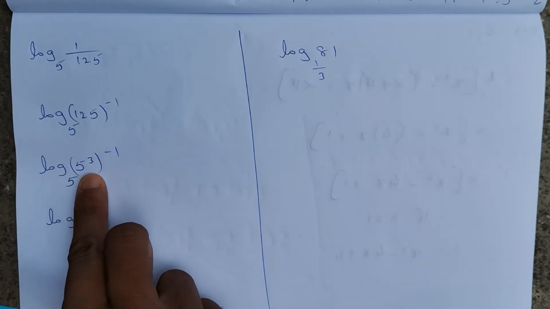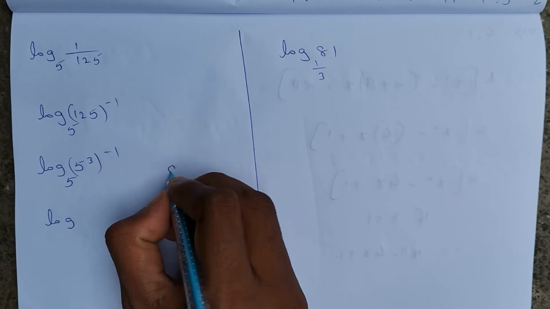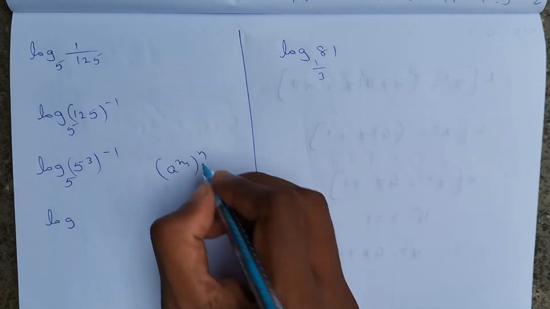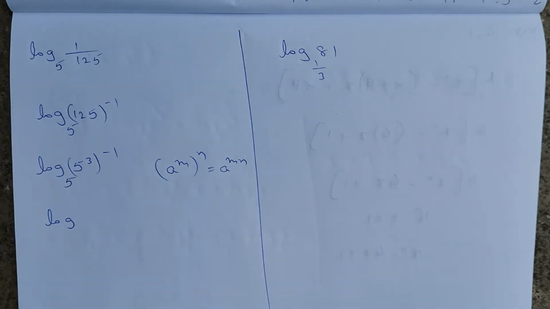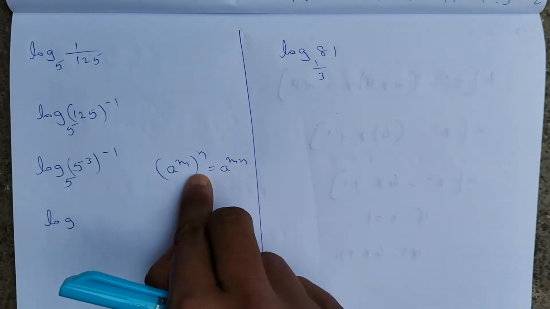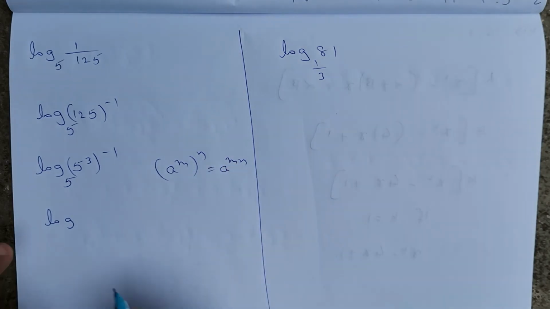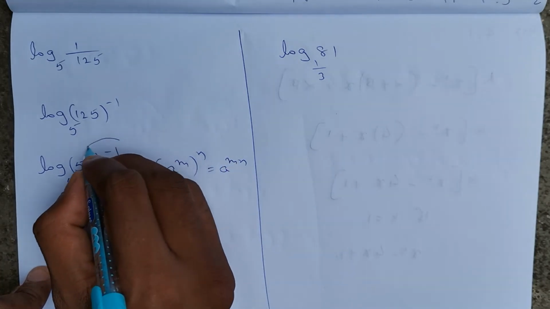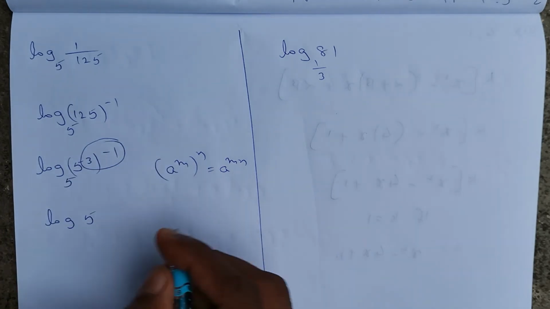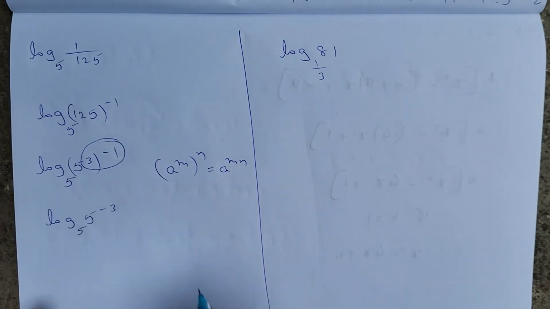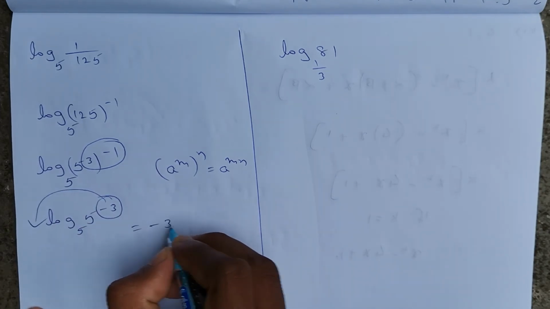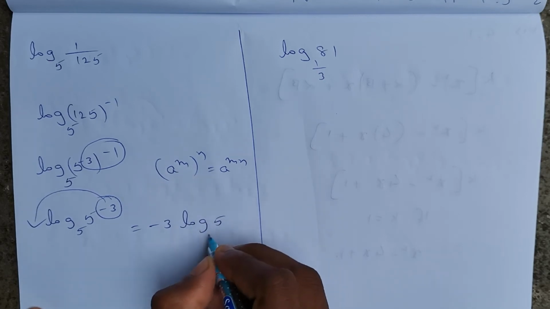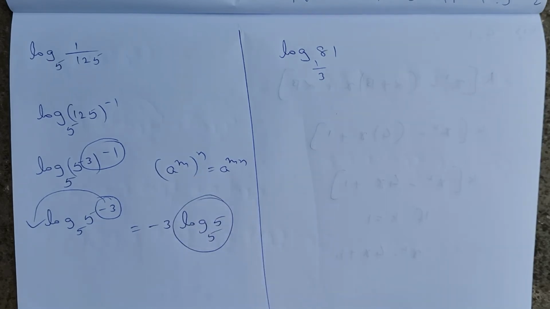Now if we observe, 5 power 3 whole power minus 1, it is in the form of a power m whole power n, which is nothing but a power mn. In simple terms, if two powers are there with a bracket, just multiply those two powers. So log 5 power 3 and minus 1, both should be multiplied. 3 into minus 1, minus 3, base 5. Now this power minus 3 will come to the front, so we will get minus 3 into log 5 base 5. Here log 5 base 5 value is 1, so our final answer is minus 3.